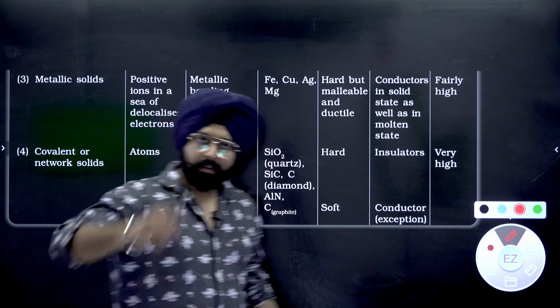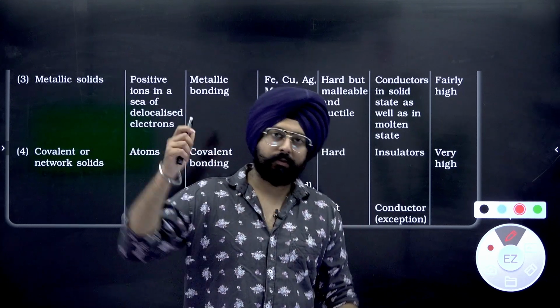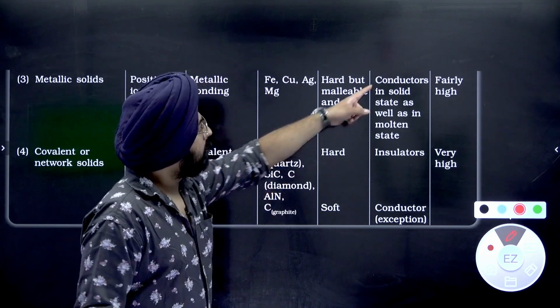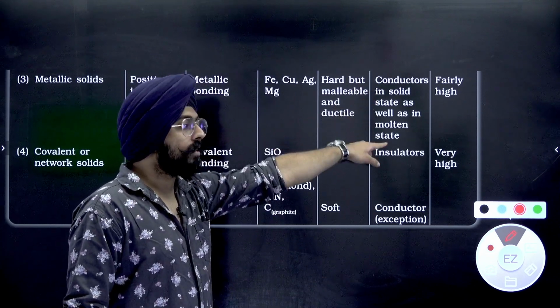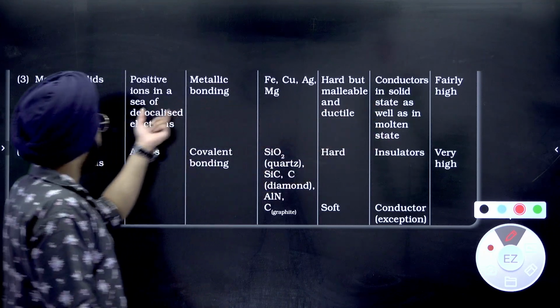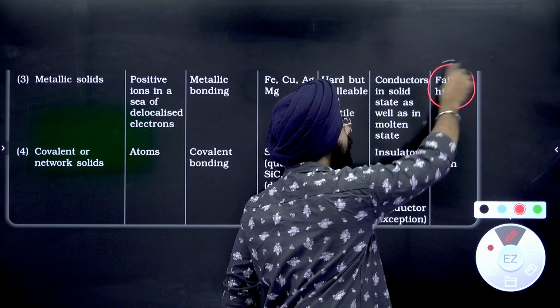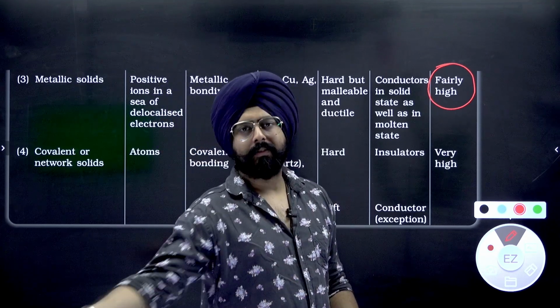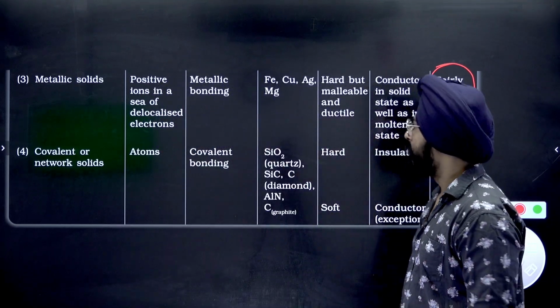You can bend them into wires. You can flatten them into sheets. Malleability and ductility. Right? Conductors in solid state as well as in molten state. Because of these free, delocalized electrons, melting points are high. Most of them, melting points are high. Some exceptions obviously exist, like mercury, gallium.